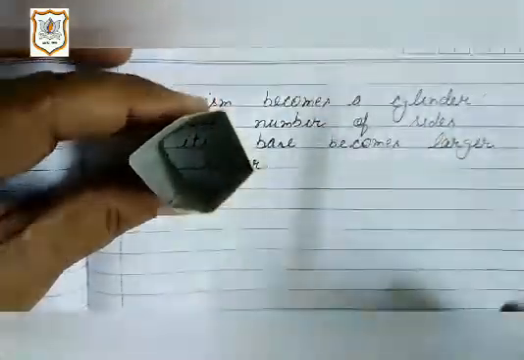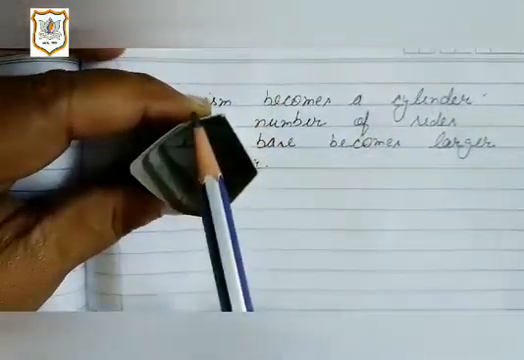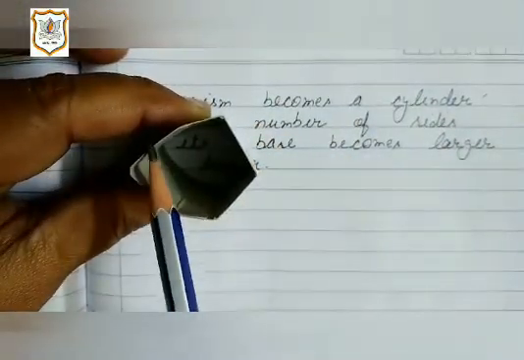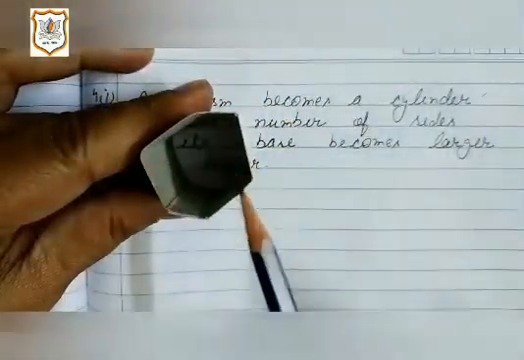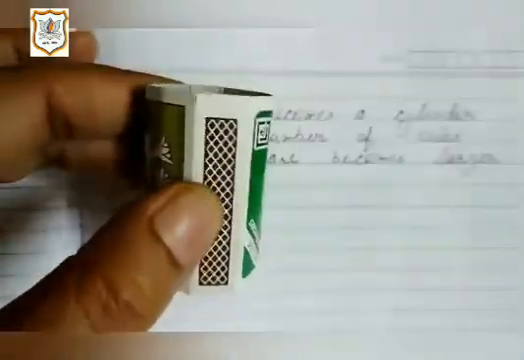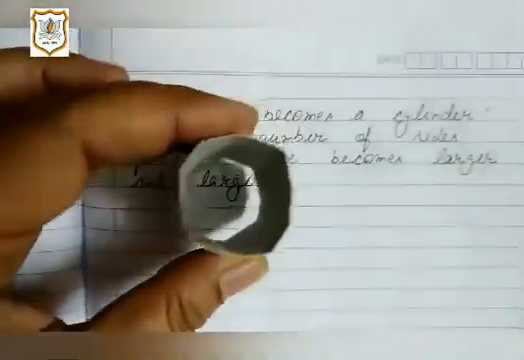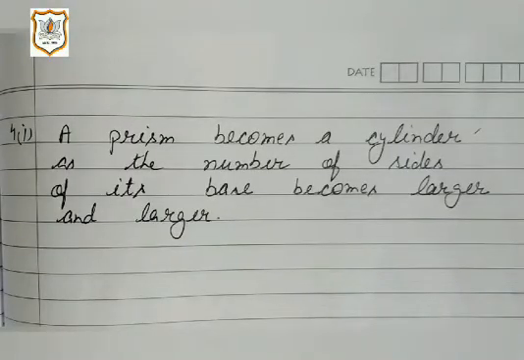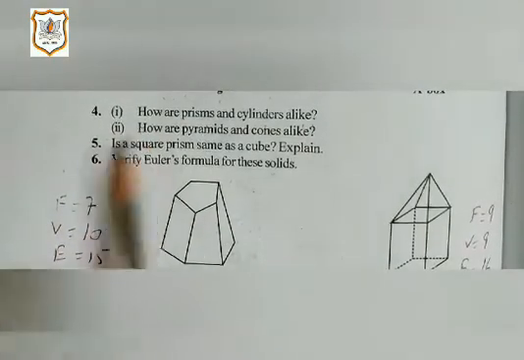Now look, I will change the number of sides of its base. This is 1, 2, 3, 4, 5, 6. So students, you can see this looks like a cylinder. This looks like a curved shape. So students, you can see here it looks like a cylinder. So we can say that a prism becomes a cylinder as the number of sides of its base becomes larger and larger. The second part you have to do by yourself.